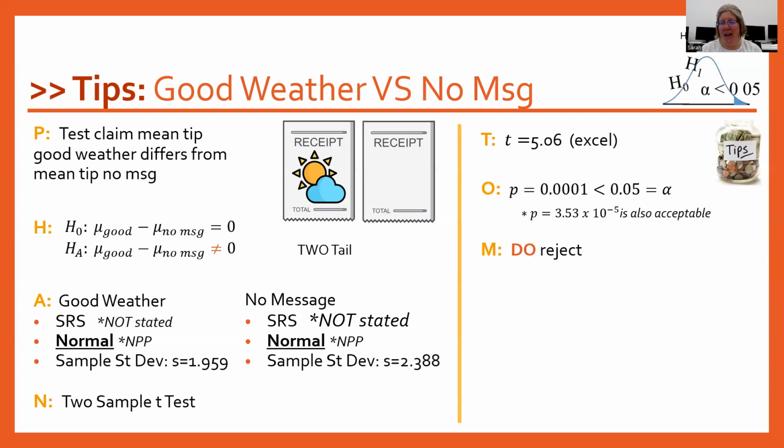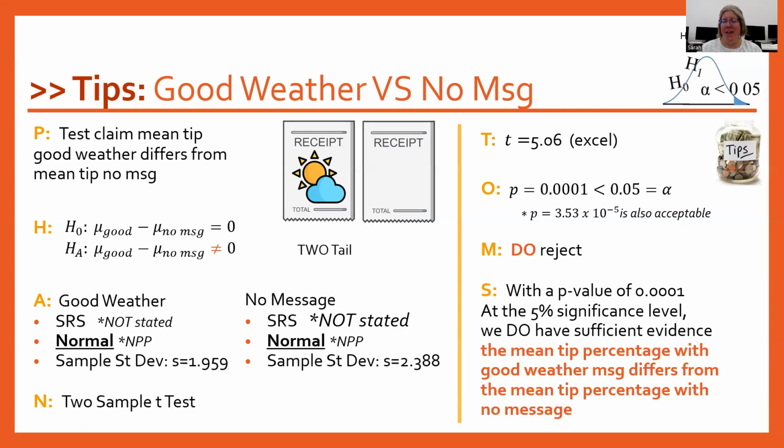And then the two p-values, I had either 0.0001, that's the exact one, or the conservative one is 3.53 times 10 to the negative 5. Both of those, again, are really small, so less than our 0.05 alpha. So we do reject our null hypothesis. And with a p-value of 0.0001 at the 5% significance level, we do have sufficient evidence the mean tip percentage with good weather messages differs from the mean tip percentage with no message. So just taking that again from my alternative hypothesis.